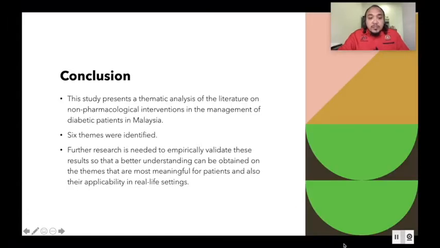In summary, the study presents a thematic analysis of the literature of non-pharmacological interventions in the management of diabetic patients in Malaysia. Six themes of intervention strategies were identified. Further research is needed to empirically validate these results so that a better understanding can be obtained on the themes that are most meaningful for patients and also their applicability in real-life settings.